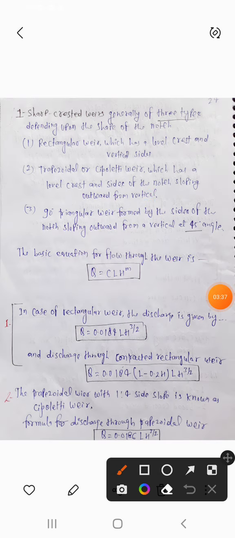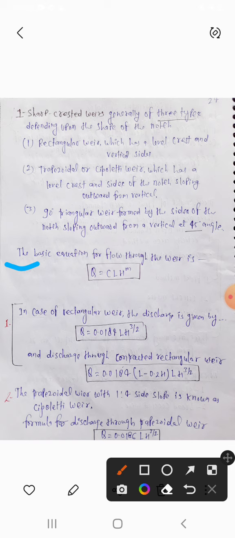Now come to the basic equation for flow through the weir: Q equals C L H to the power m. Here Q is discharge, C is a coefficient depending on nature of the crest or approach condition, L is length of crest, H is head over the crest, and m is the exponent of the weir.